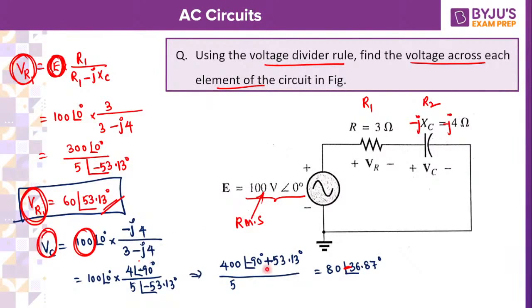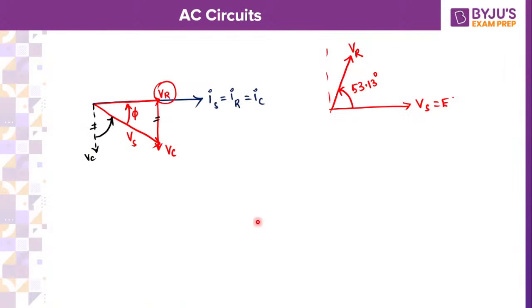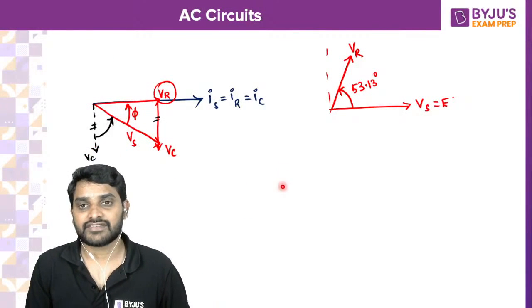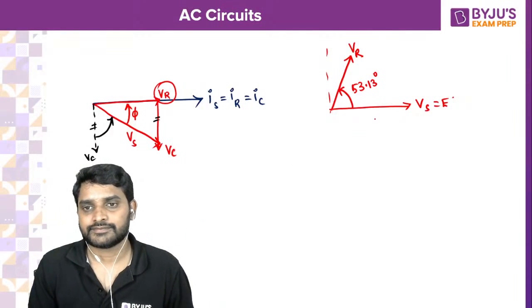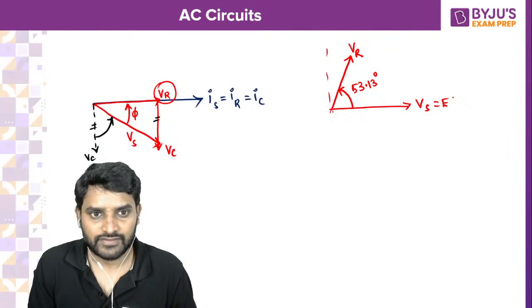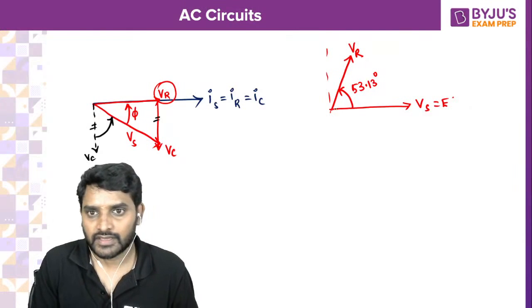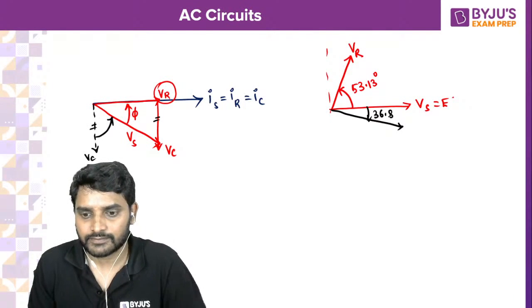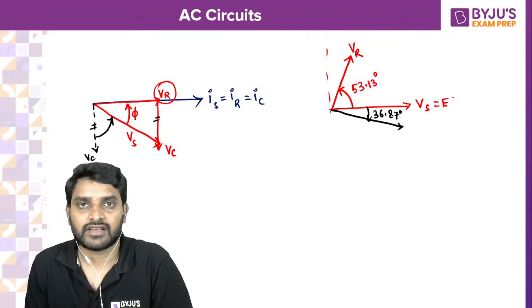Voltage across the capacitance is lagging by minus 36.87 with respect to source voltage. If you see from the source in the clockwise direction, VC is lagging. How much angle? 36.87. Is it clear for everyone? From source voltage, if you move in anti-clockwise direction, 36.87. So this is VC.